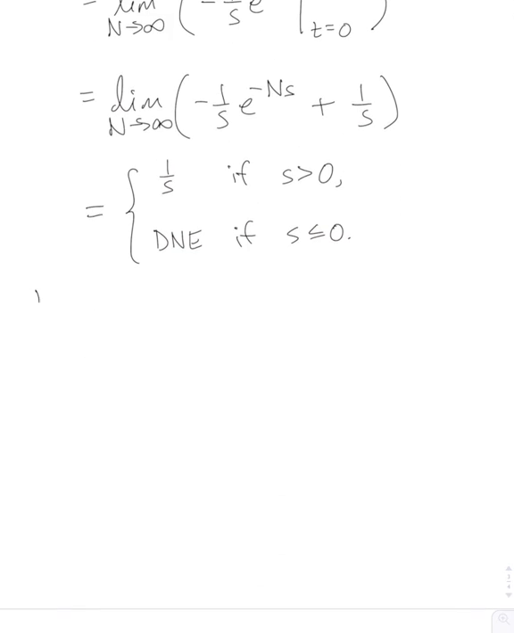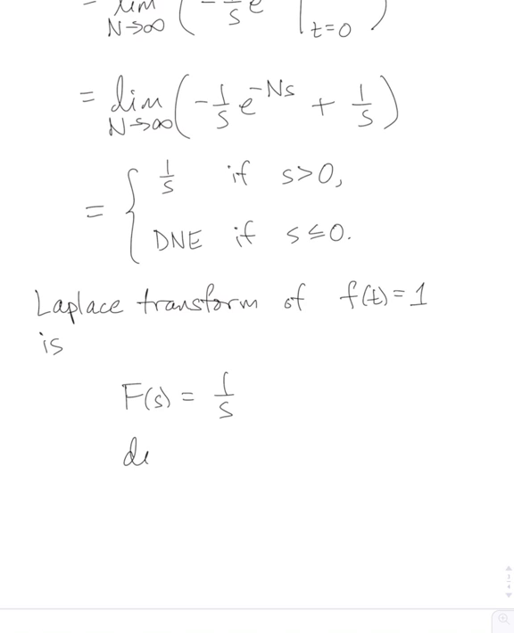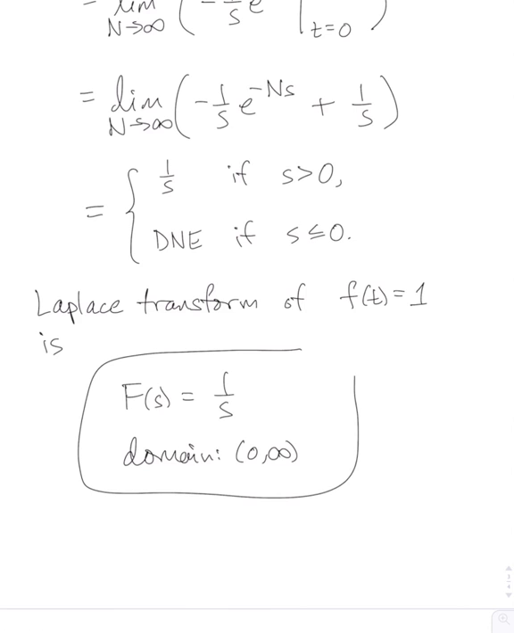So putting that all together, we can answer the original question in the example and say that the Laplace transform of the constant function 1 is the function capital F of s equals 1 over s with the domain of the open half line 0 to infinity.